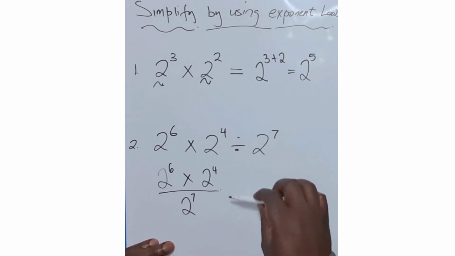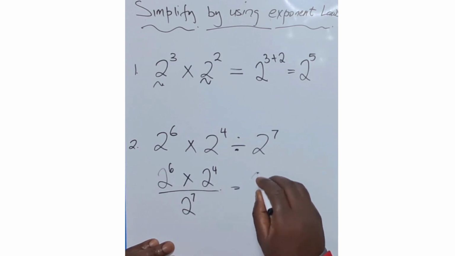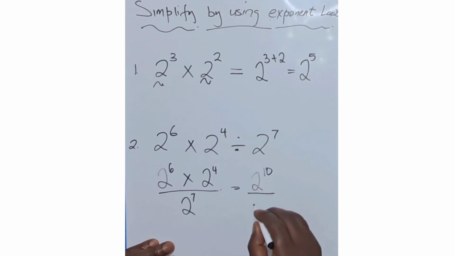We notice that the numerator has 2 to the power 6 multiplied by 2 to the power 4. So since the bases are the same, we have a 2 and a 2. What does the law say? It says we need to add the exponents. So this is going to be 2 to the power 10. We then divide by 2 to the power 7.